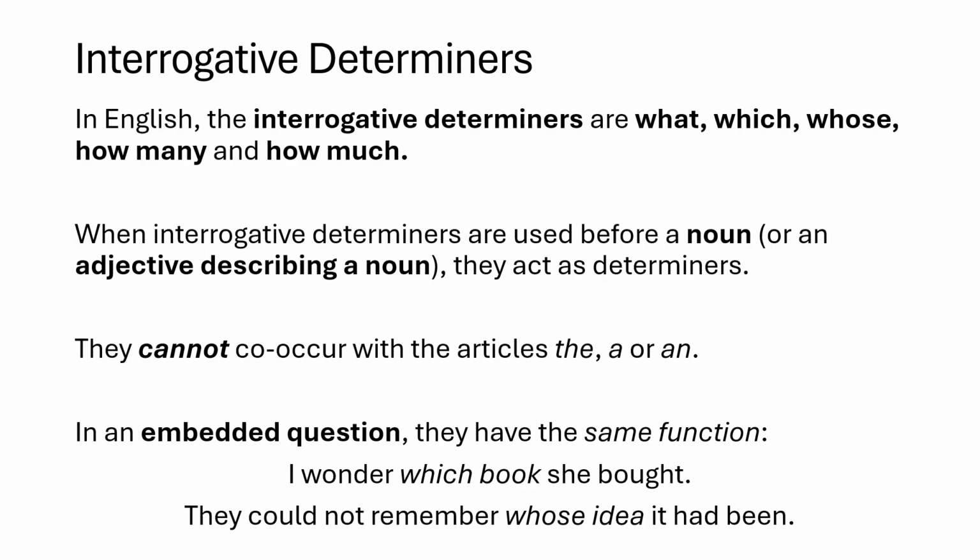In English, the interrogative determiners are what, which, whose, how many, and how much. We have already learnt about how many and how much as quantifiers. They are interrogative quantifiers. When interrogative determiners are used before a noun or an adjective describing a noun, they act as determiners. They cannot occur with the articles the, a, or an. In an embedded question, they have the same function.